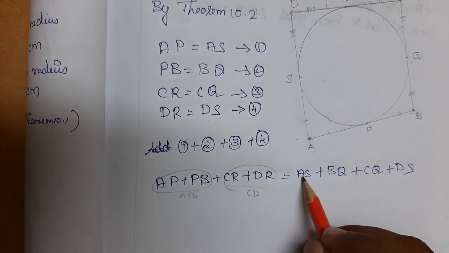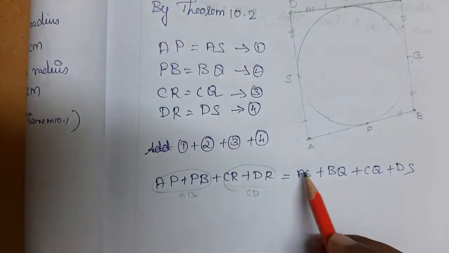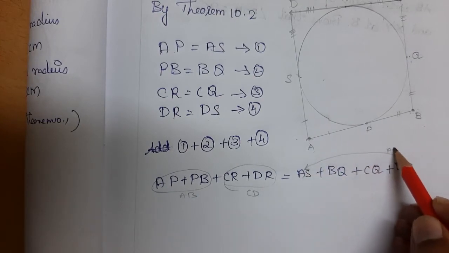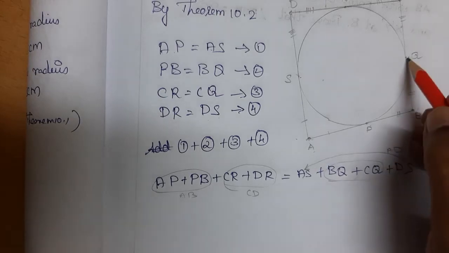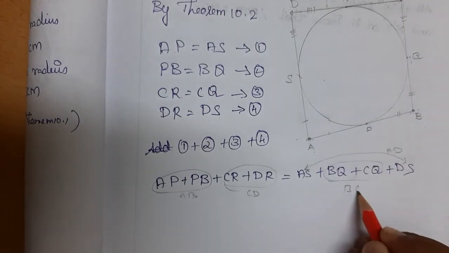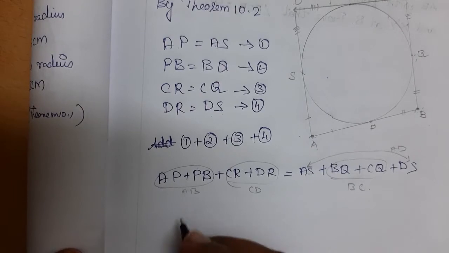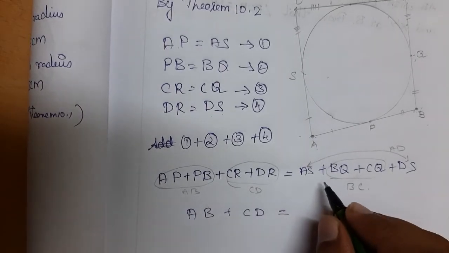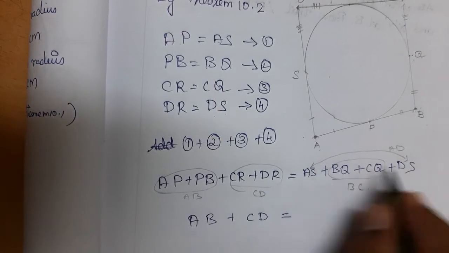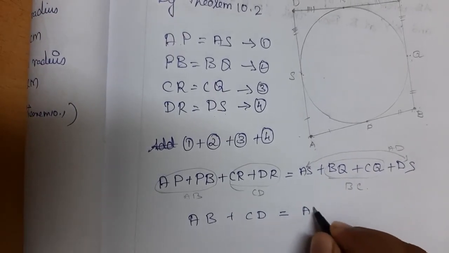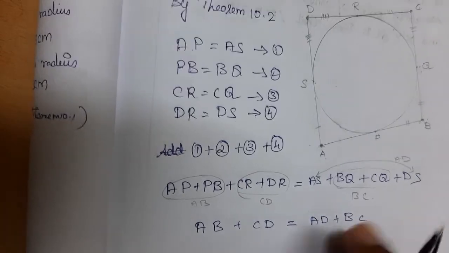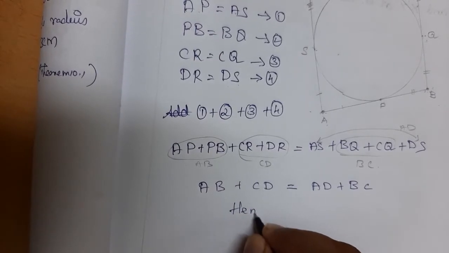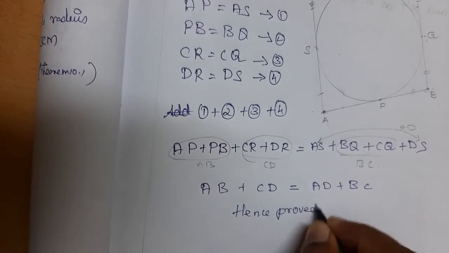And next, AS has to be compared with DS, right? So AS plus DS we get as AD, and BQ plus CQ we get as BC, right? That's it. We got it. AB plus CD is equal to AD plus BC, since AS plus DS is AD and BQ plus CQ is BC. So that is what we had to prove here. Hence we have proved it.